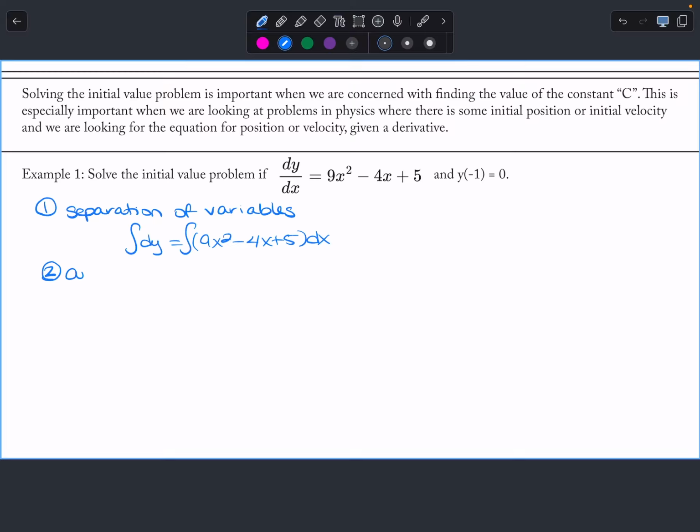Step 2 is to take the antiderivative of both sides. So the antiderivative of dy is just y. The antiderivative of 9x squared is 3x cubed. The antiderivative of negative 4x is negative 2x squared. And then this is a plus 5x, and then a plus c.